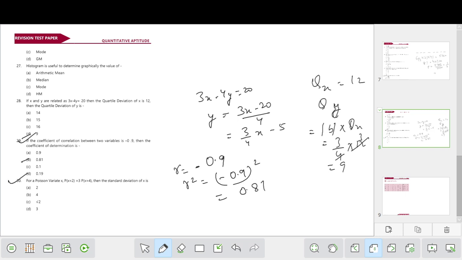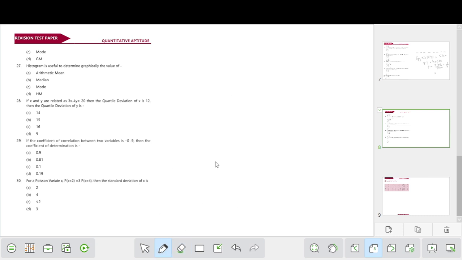For a Poisson variate, P(x=3) is equals to P(x=4)? Okay. So for this, we'll do it in a way that P(x=2) is equals to 3 P(x=4), right? Now lambda to the power n e to the power minus lambda divided by n factorial.